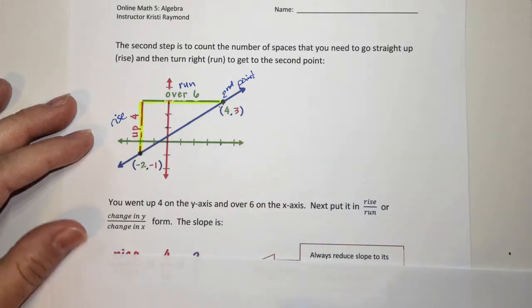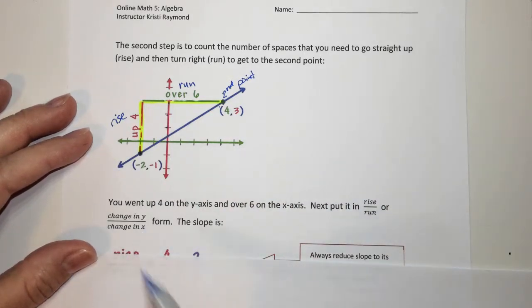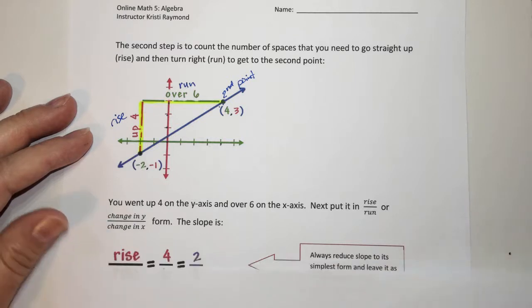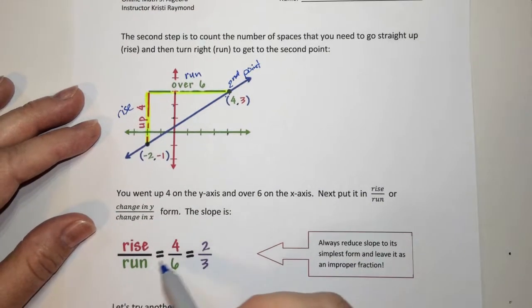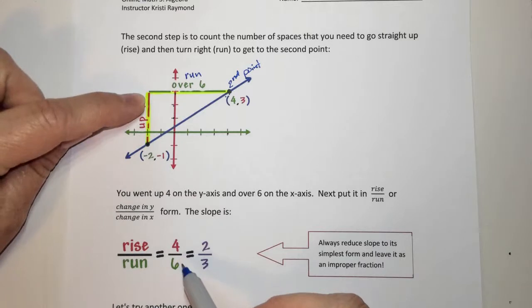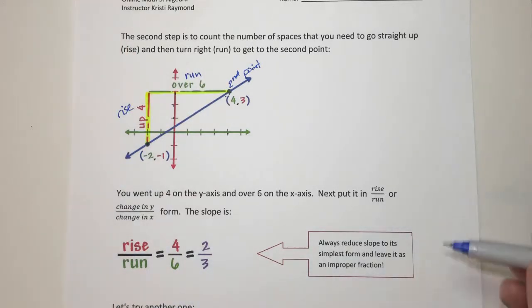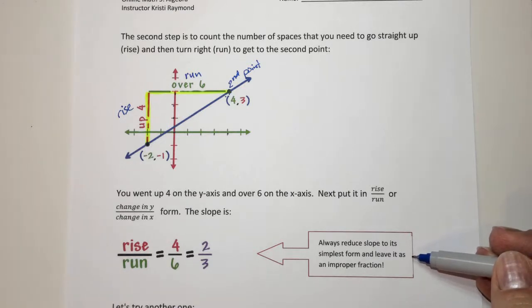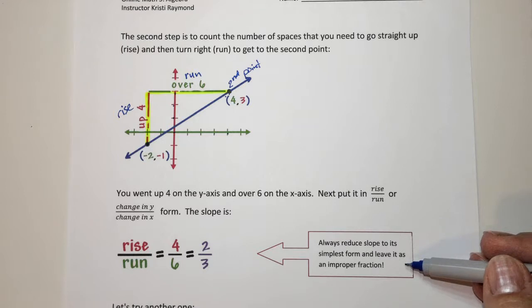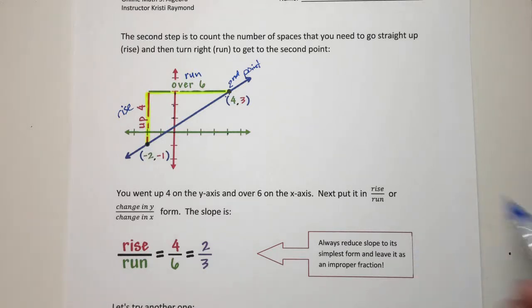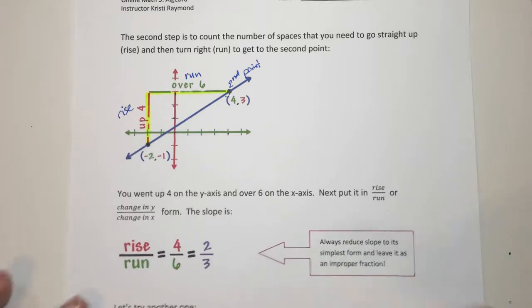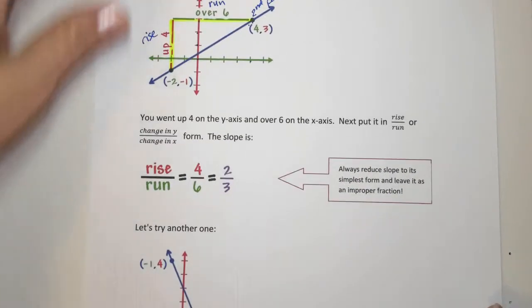So you're going to put it in rise over run or change in y over change in x form. The slope then is, the rise was 4 and the run was 6, 4 over 6. And I put a note here for you. Always reduce slope to its simplest form and leave it as an improper fraction, if it is an improper fraction. So 4 over 6 can be reduced down to 2 over 3. Now let's try another one.